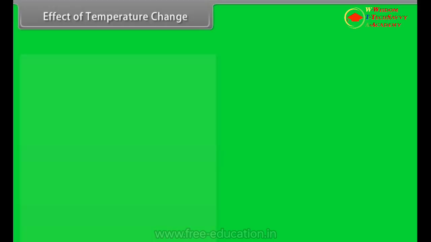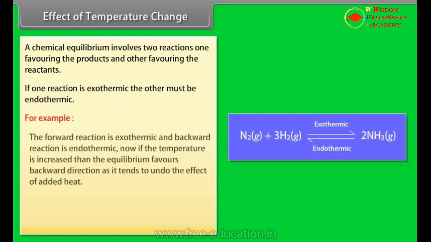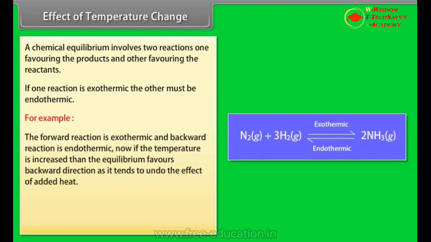Effect of temperature change. A chemical equilibrium involves two reactions, one favoring the product and the other favoring the reactants. If one reaction is exothermic, the other must be endothermic. For example, the forward reaction is exothermic and the backward reaction is endothermic.